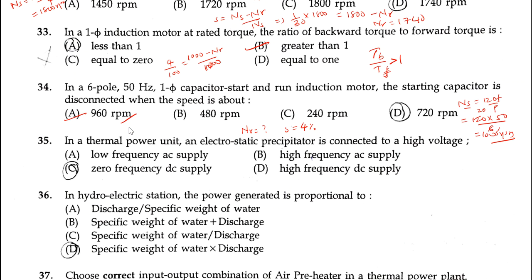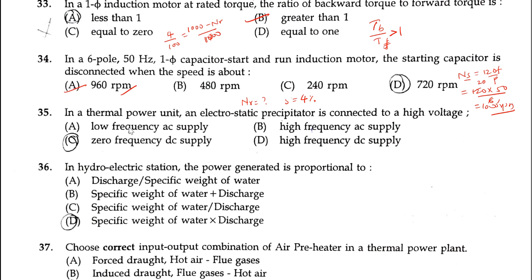And the next, moving to question 35. In a thermal power unit, the electrostatic precipitator is connected to a high voltage, zero frequency DC supply of 25 kilovolts to attract the dust particles which are in the flue gases.